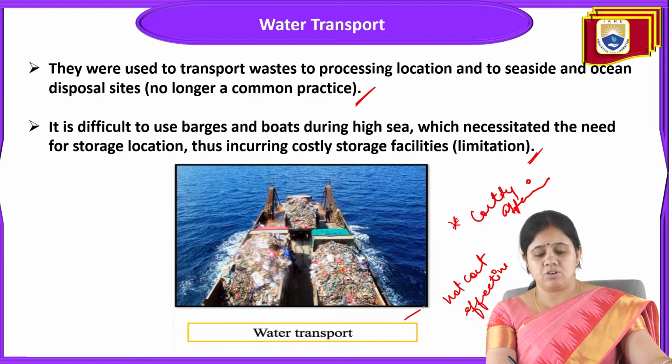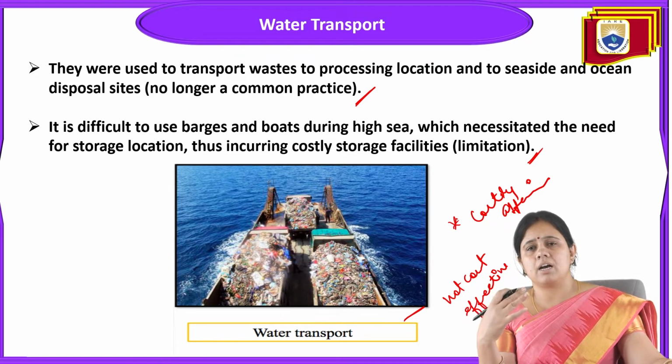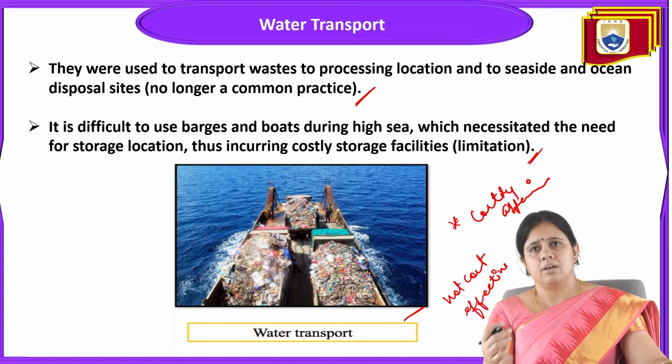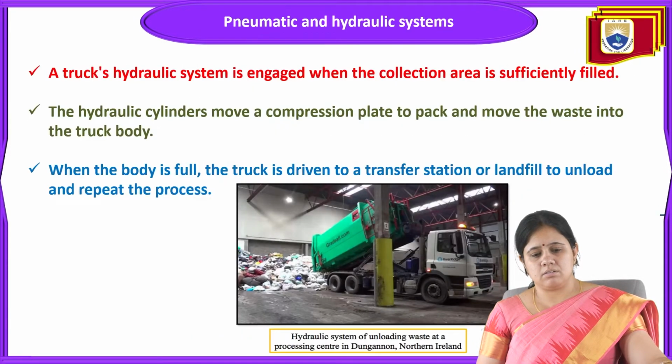So this is a picture of water transport. You can see that the ship is taking the garbage to the deep sea. But now comes the next type of means. Next is the pneumatic and hydraulic system. This is mostly adopted in foreign countries. You can see what happens in this.